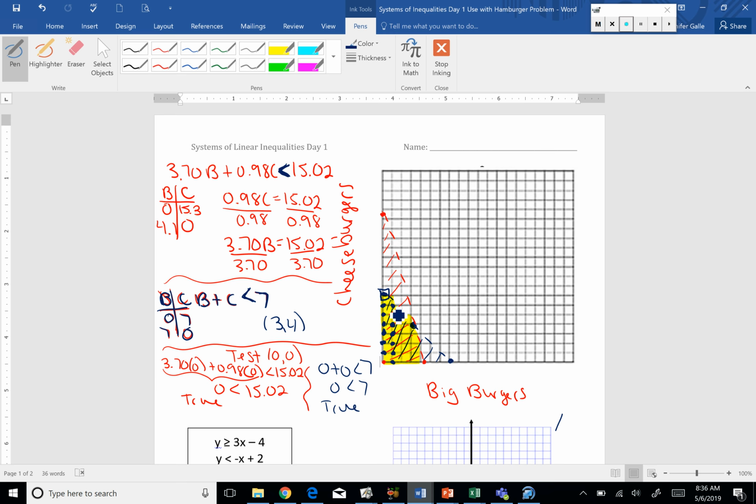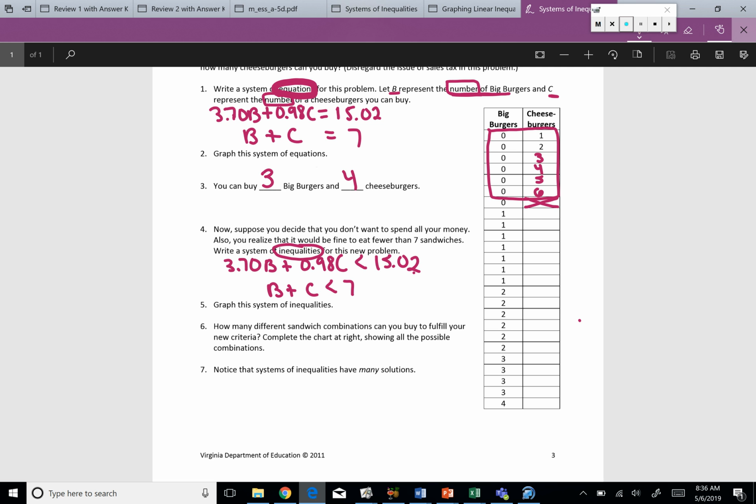So on your chart, I just want to make sure we're making the connection. 0, 1, 2, 3, 4, 5, 6. All of these are ordered pairs in that bright yellow solution region on my graph. So take a minute, see if you can fill in the rest of the chart.